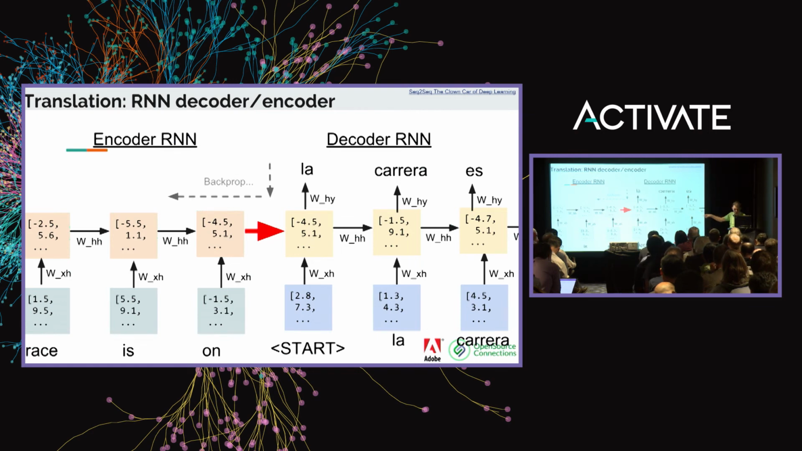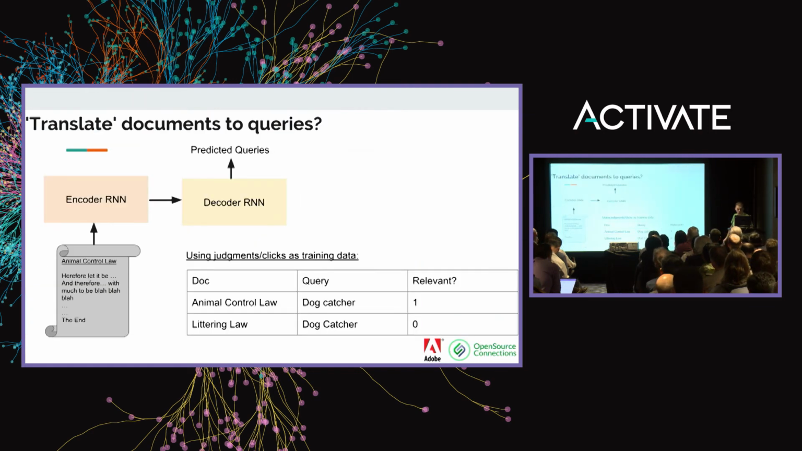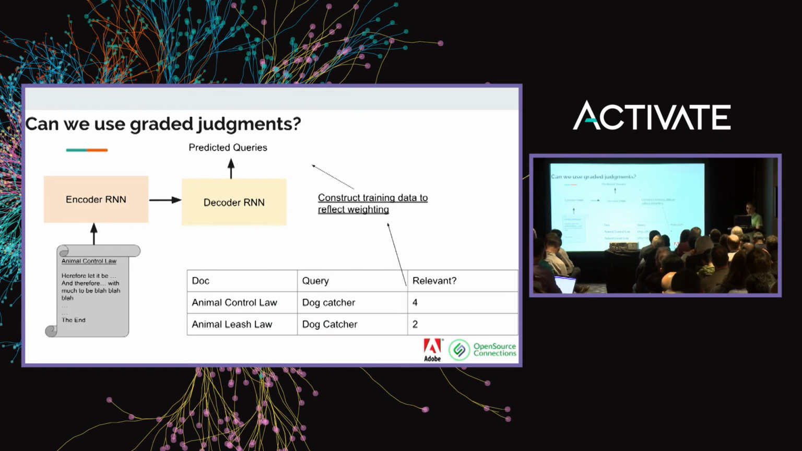And when you see that red arrow there, that's a really interesting arrow. One thing you could do with this sort of stuff is start to think about how I can translate documents to queries. Instead of translating queries to documents, I like to think about translating documents into the space of the query of the user. So animal control law is an interesting document. Dog catcher, is this relevant? If we have these relevance judgments, we could treat this as a translation data set to translate this language into that language. It's interesting to think what might happen.